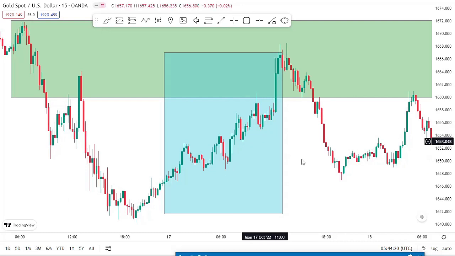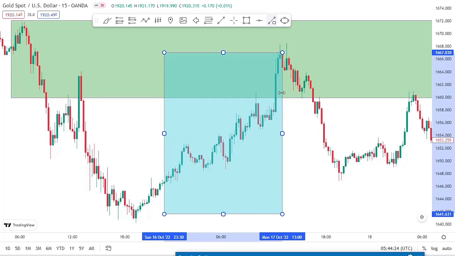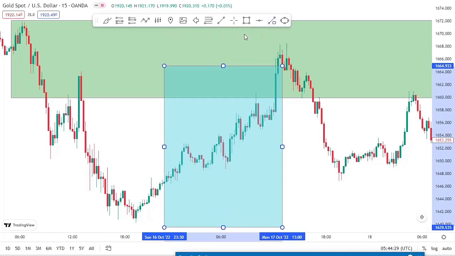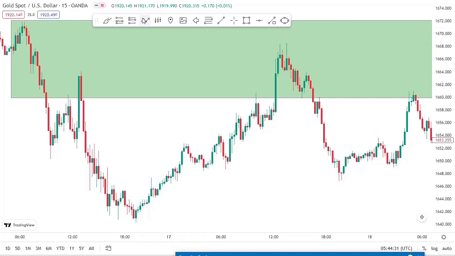Alright, let's break down this. Let me get rid of this. Okay, look at how we start forming from down here. We're creating lower low, lower high, lower low, lower high, and we start creating a break of structure, and we start pulling back with this corrective move. We never break below, creating higher high, higher low, higher high, higher low, higher high, higher low.